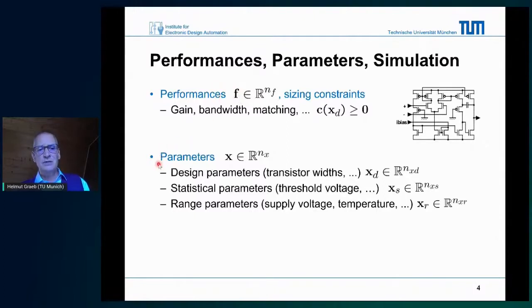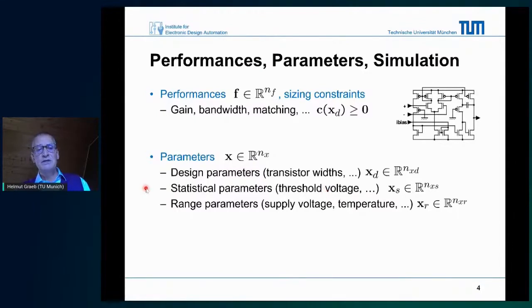The next is we have parameters. Now, there are three types. We call them design parameters, statistical parameters, and range parameters. So design parameters are those that a designer is improving to get the performance as good as possible. Now, for an integrated circuit, for an analog circuit, it's mainly the transistor widths and lengths and some resistor values. These are the design parameters. Then we have the statistical parameters. In integrated circuit design, these are mainly transistor model parameters like threshold voltage, oxide thickness, and so on.